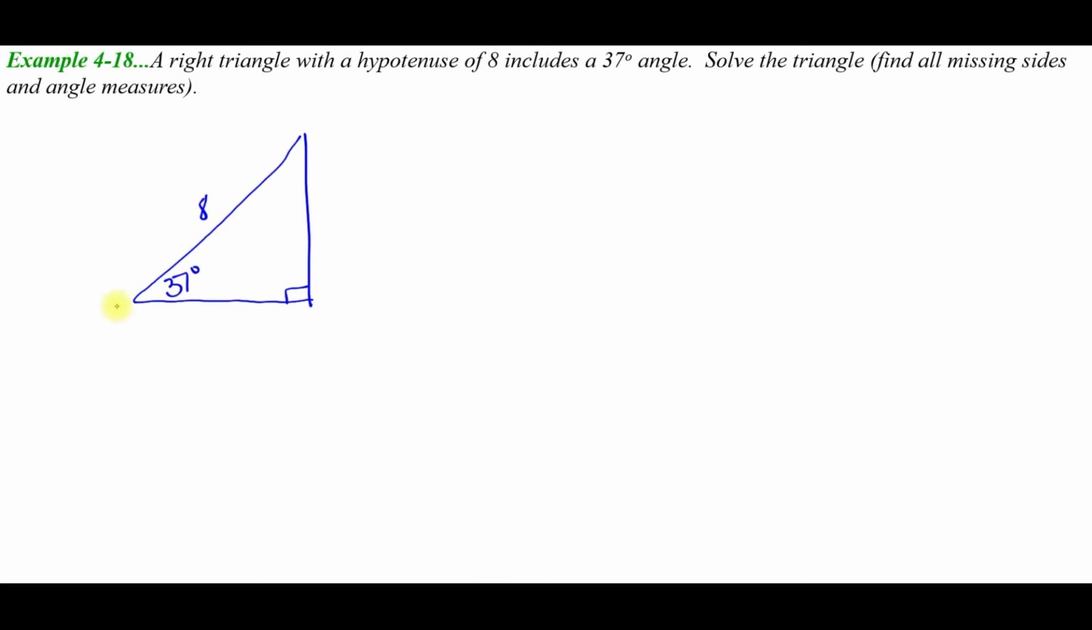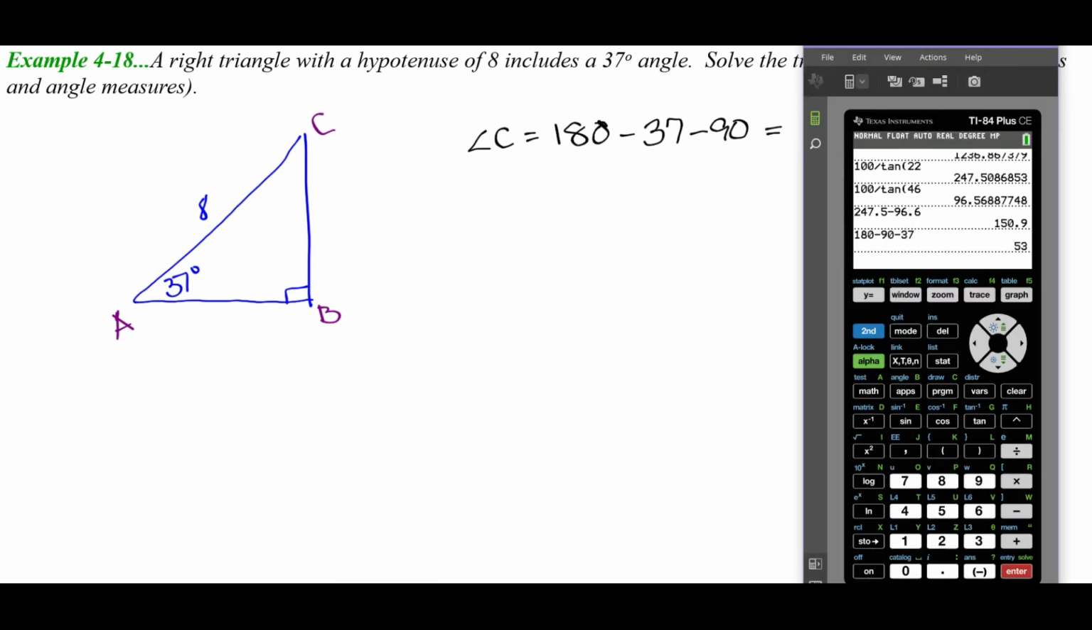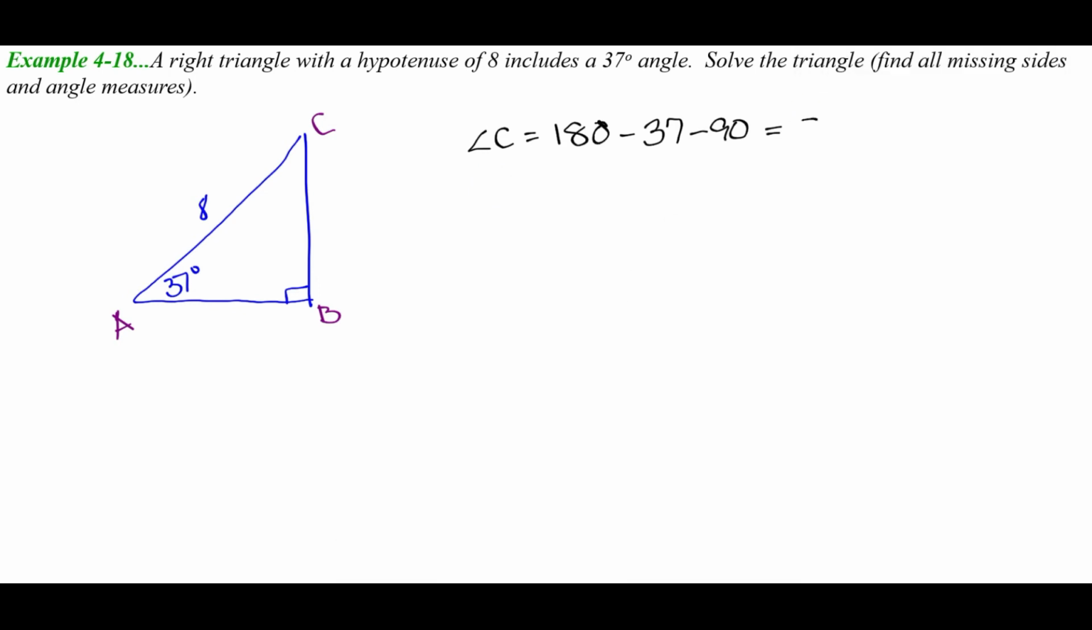So I'm just going to label this just so we have a frame of reference. So first I'm going to find angle C, and I'm just going to use the triangle sum theorem there. So using the triangle sum theorem, we know the measure of angle C is 180 minus 37 minus 90, which gives us 53. Then I'm going to call this side over here little a, and I'm going to call this side over here C. So now we can use the right triangle trigonometry to find those.